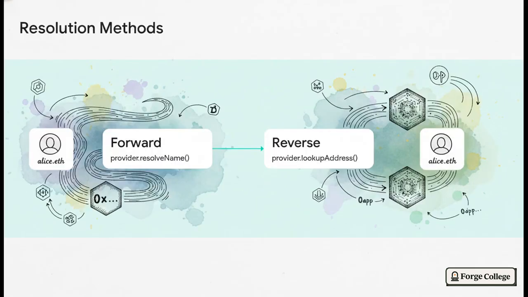Well, using a read-only ethers.js JSON RPC provider in our source/ens.ts helper file, we're going to implement these two simple mechanical lookups. Step 1 is provider.resolve_name, which handles our forward resolution. You just pass it alice.eth, and it simply hands you the 0x address. Step 2 is provider.lookup_address, handling the reverse. Pass it the 0x address, and if the user has set up their ENS records correctly, it hands you back alice.eth. It literally is that straightforward on the code side.